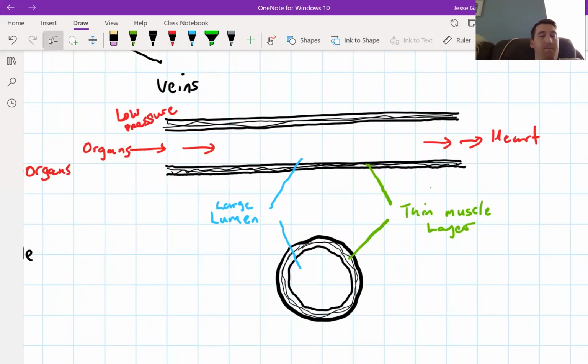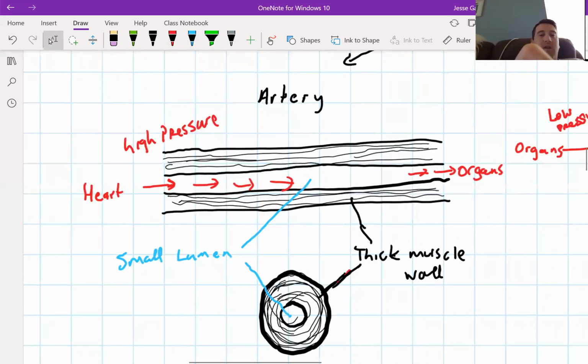There is a problem, and that is because the blood is under low pressure here, that sometimes it doesn't keep going the right way. Here it's been pumped very quickly this way. It's only got one option. It's going to keep flowing this way.